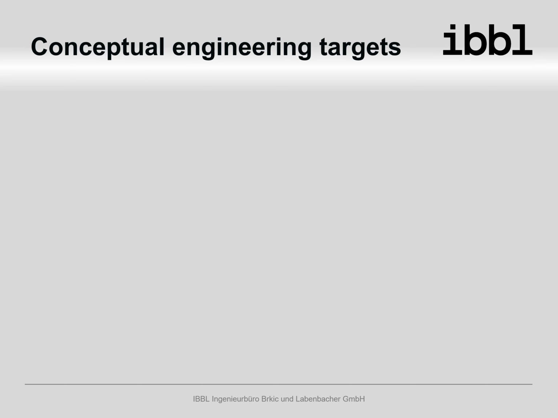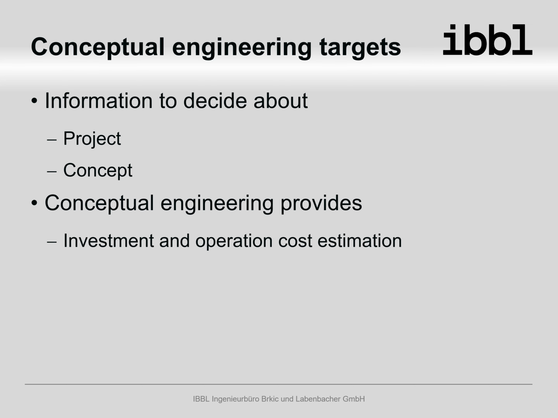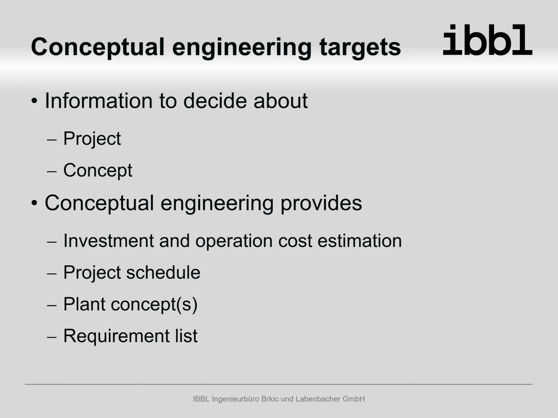Before we jump to activities during the conceptual engineering, let us see what we want to achieve. As said, the conceptual engineering shall put decision makers in a position to decide about the project and the plant concept. To do so, they typically need an estimation of investment and operation cost as well as a time schedule. In order to provide this, a functioning technical concept for the plant needs to be developed. Furthermore, a list of project requirements and their status shall be available. In case more than one plant concept was developed, different concepts shall be compared.